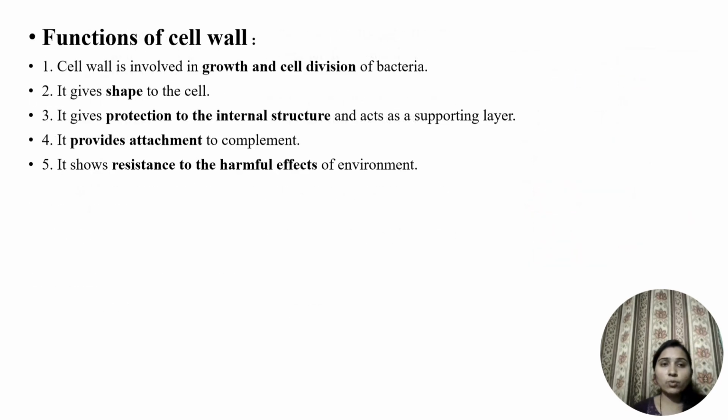Next, the last point we will see in the part 1 video is the function of the cell wall. The cell wall is mainly involved in growth as well as cell division, and most importantly, it gives shape to the bacterial cell. Third, it protects the internal structure of the bacterial cell because it acts as a supporting layer. It provides attachment to the complement system, and shows resistance to the harmful environment. It means they protect the bacterial structure. So these are the functions of the cell wall.